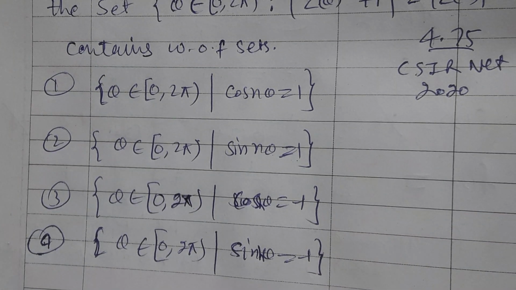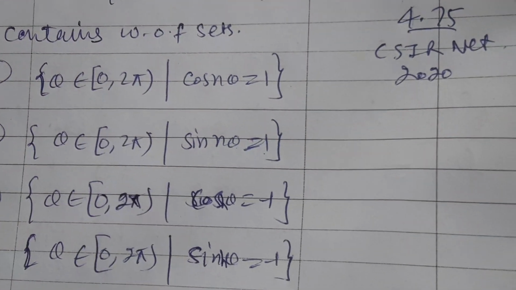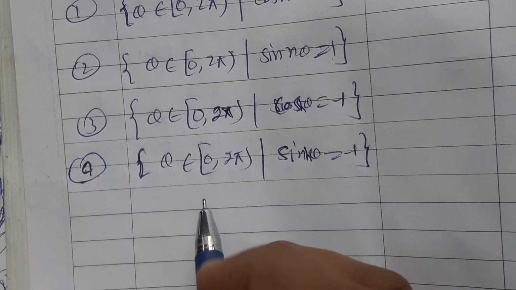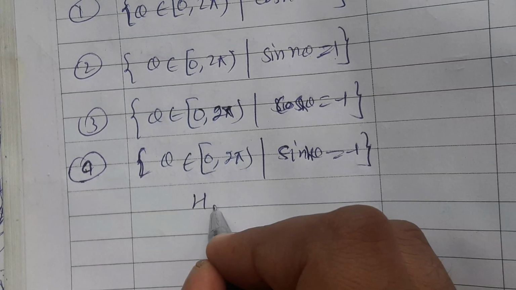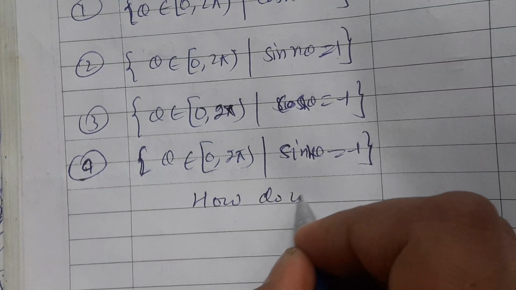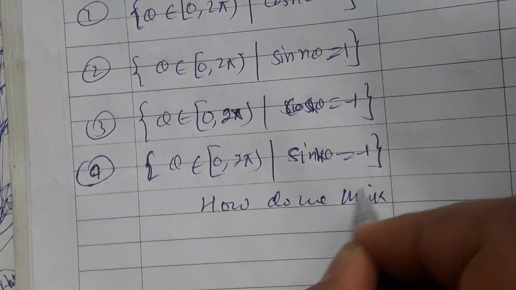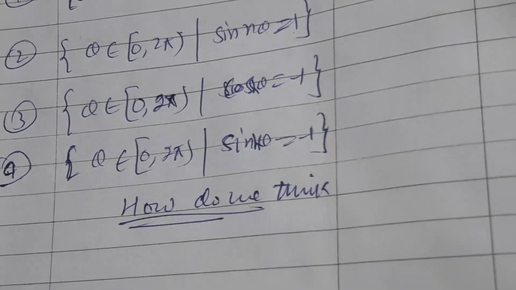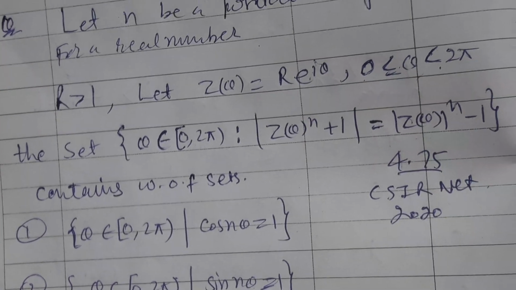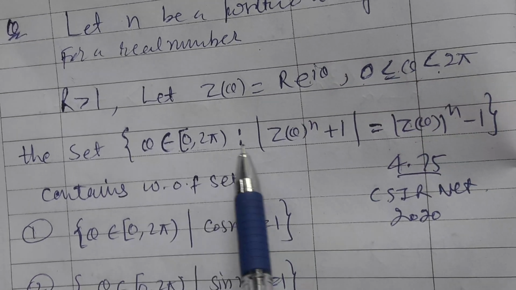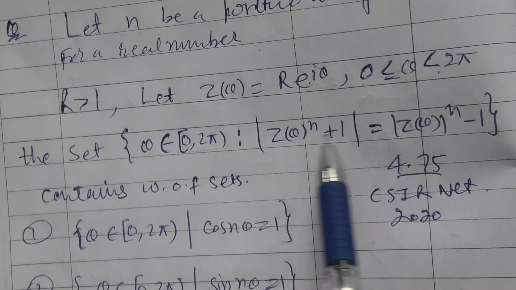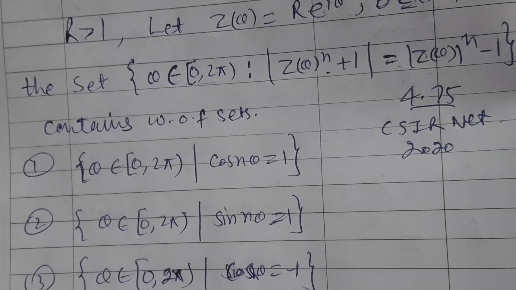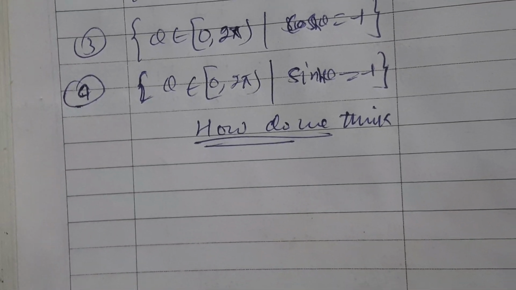Now, how do we approach this problem? Our main task is how to approach it, how do we think. This is a very easy question and only asks us to investigate or analyse this equation. For this equation, let us find out this inequality.